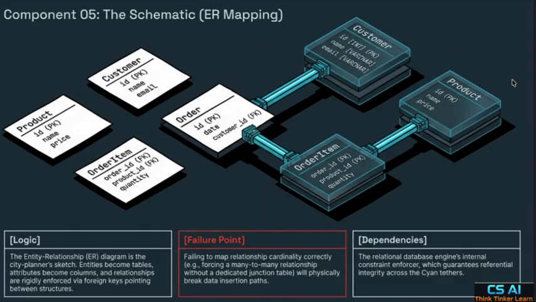Before you write a single line of SQL, you need a schematic, the entity relationship mapping. This is your city planner's sketch. Entities become tables, attributes become columns, and relationships are enforced via foreign keys. A critical failure point is mapping cardinality incorrectly. Forgetting a dedicated junction table for many-to-many relationships will physically break your data insertion path. The database engine's internal enforcer guarantees referential integrity across these cyan tethers.